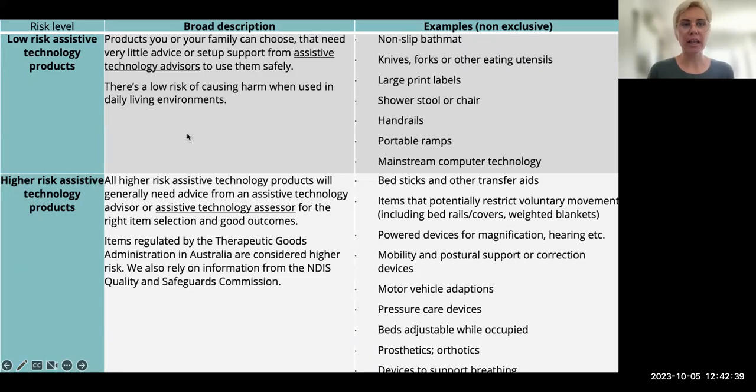Products you or your family can choose that need very little advice or setup from assistive tech advisors to use them safely. That includes physios, nurses, OTs. There's a low risk of causing harm when used in daily living environments. Some examples: non-slip bath mat, knives and forks.